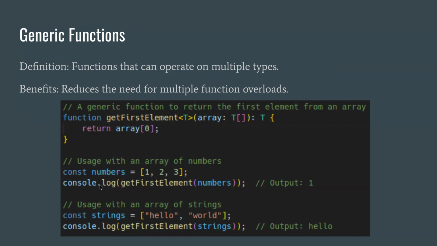Here we can see that we can use this same function, getFirstElement, on an array of numbers, and we can also use the same getFirstElement on an array of strings while keeping type safety.